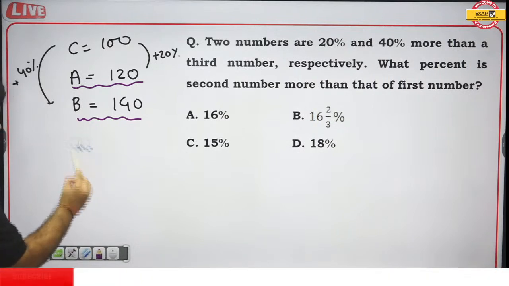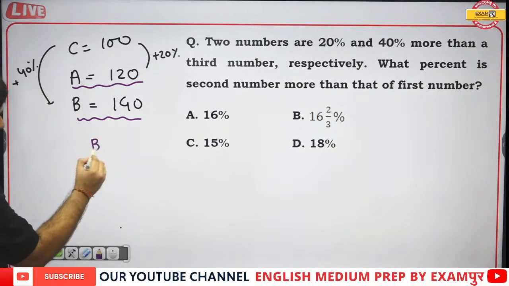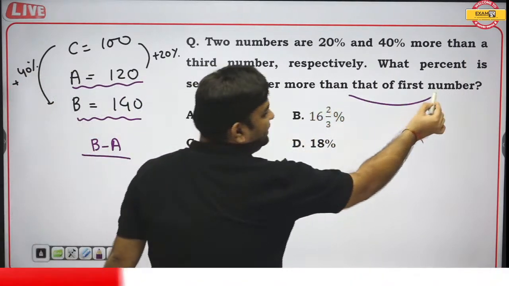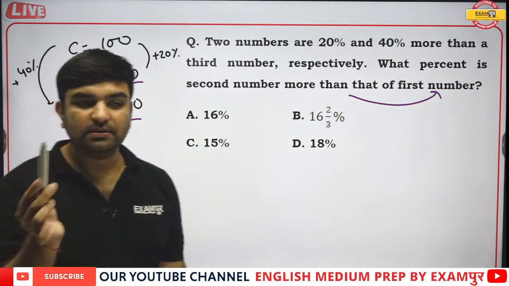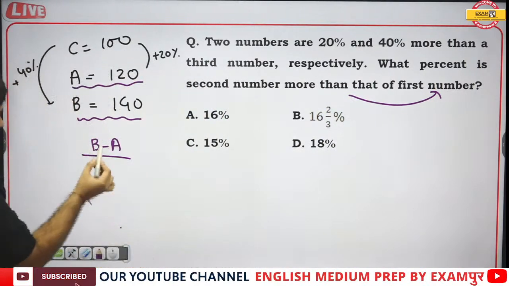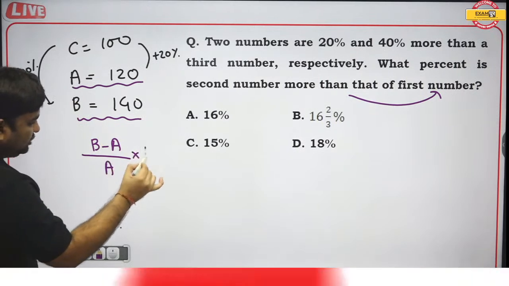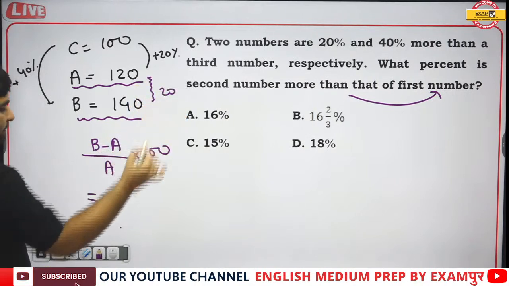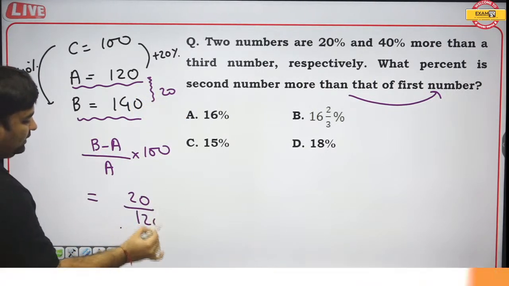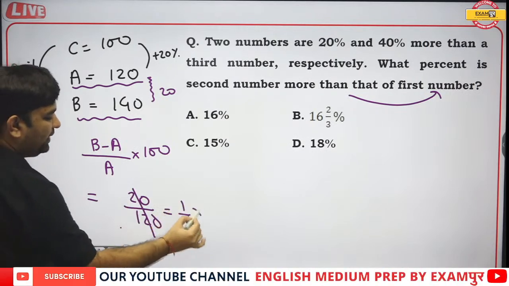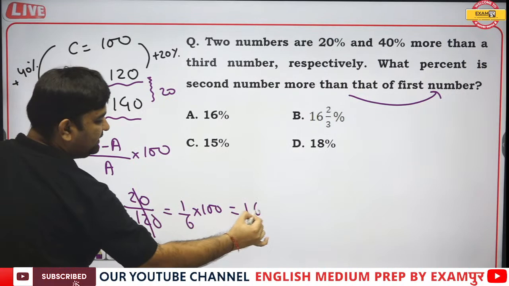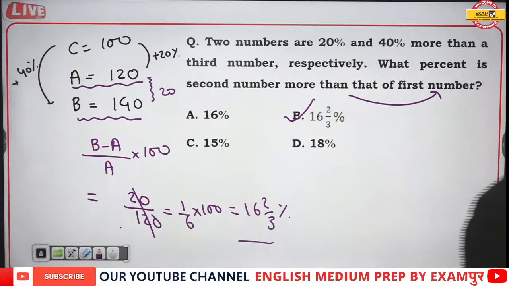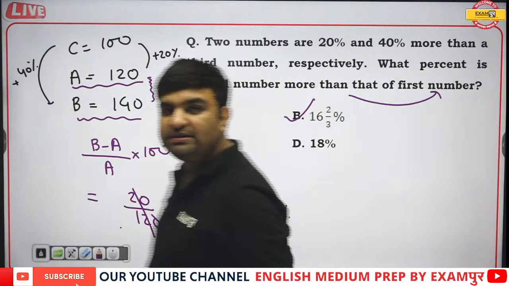So basically I will need to find out that second is how much more than first. Their difference, and comparison should be done with the first number. So their difference over A into 100. What is B minus A? B minus A is 20 over A 120, 1 by 6. And what is 1 by 6 into percentage? We have learned it yesterday. 16.67 or 16 2 by 3.